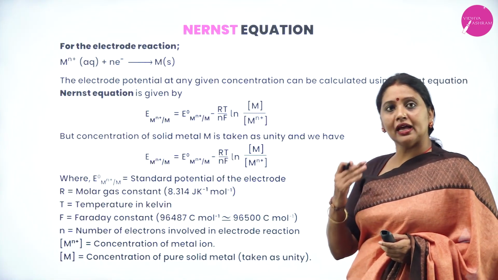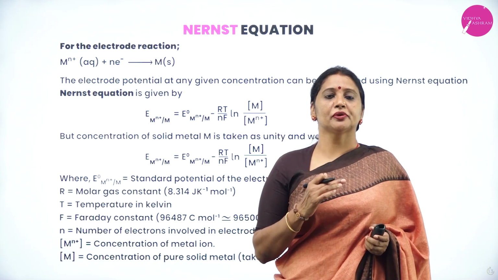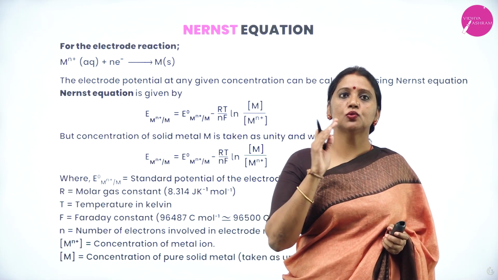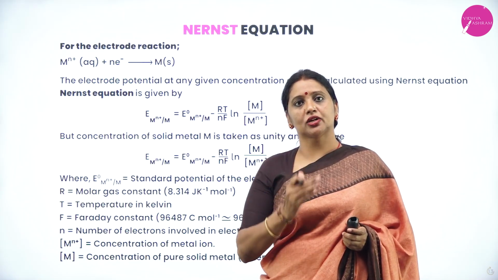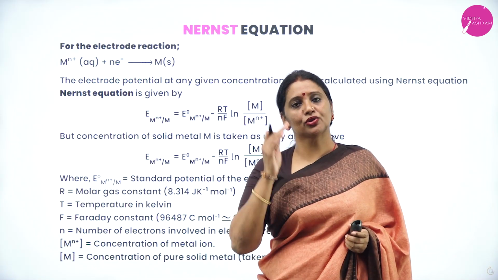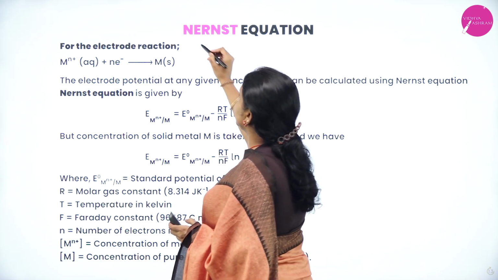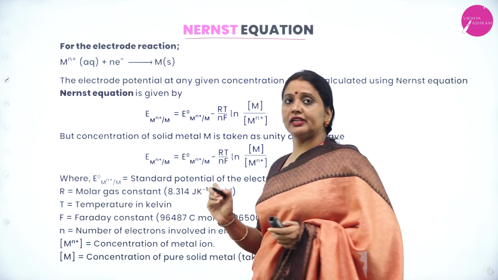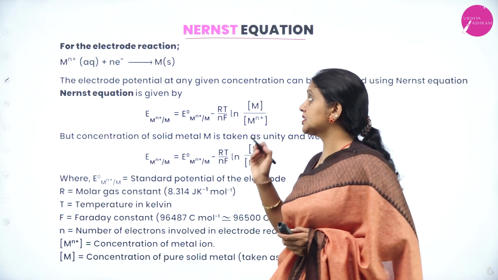My dear student, I explained electrode potential. What is its significance? From the electrode potential value, we can predict whether a metal behaves as an oxidizing agent or a reducing agent. How can you calculate the electrode potential of a metal electrode? It can be calculated using one equation, called the Nernst equation.